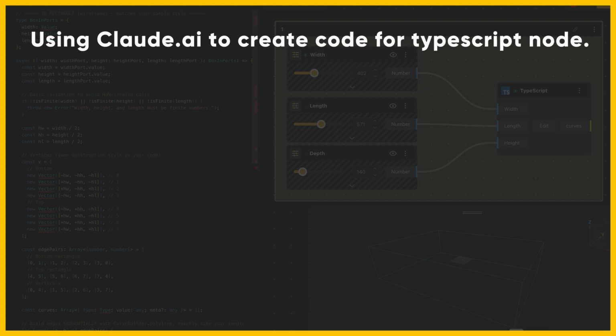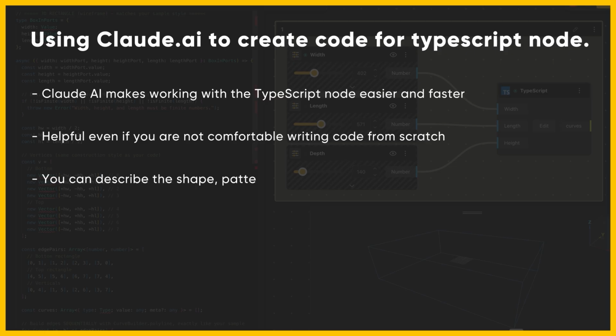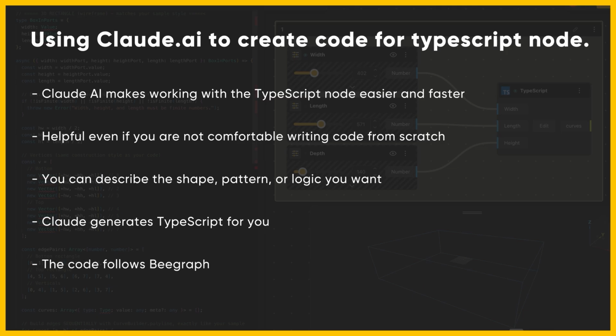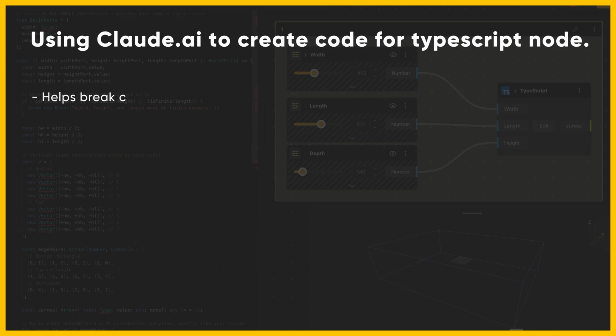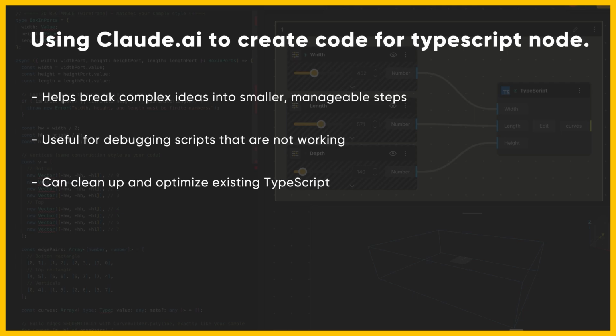Let's explore what Claude AI contributes to this project. Claude AI can make working with BeeGraphy's Typescript node much easier and faster, especially if you are not fully comfortable writing code from scratch. Instead of figuring out every line yourself, you can simply describe the shape, pattern, logic, or behavior you want, and Claude will generate Typescript that follows BeeGraphy's structure and classes. This is helpful because BeeGraphy has its own way of handling points, curves, solids, loops, and conditions. Claude understands these patterns and can produce code that fits the Typescript node without breaking.